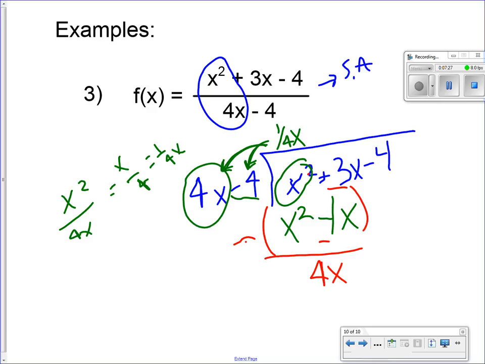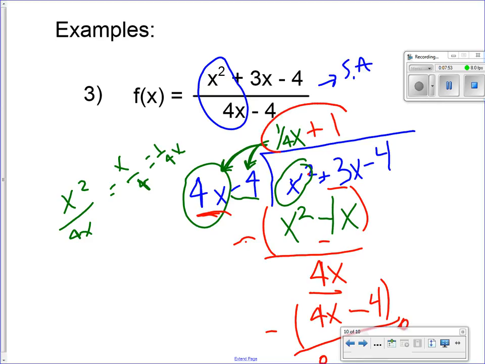So now we're going to repeat the process. What is 4x divided by 4x? It's 1. The solution goes up here, and again you multiply. 1 times 4x is 4x. 1 times negative 4 is negative 4. And then you subtract. 4x minus 4x is nothing. Negative 4 minus negative 4 is also nothing.